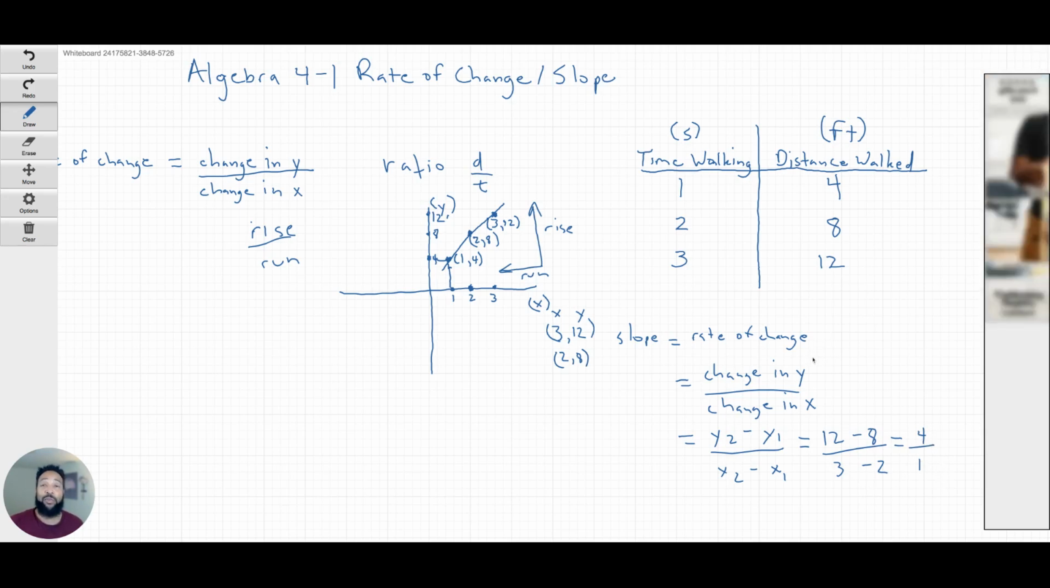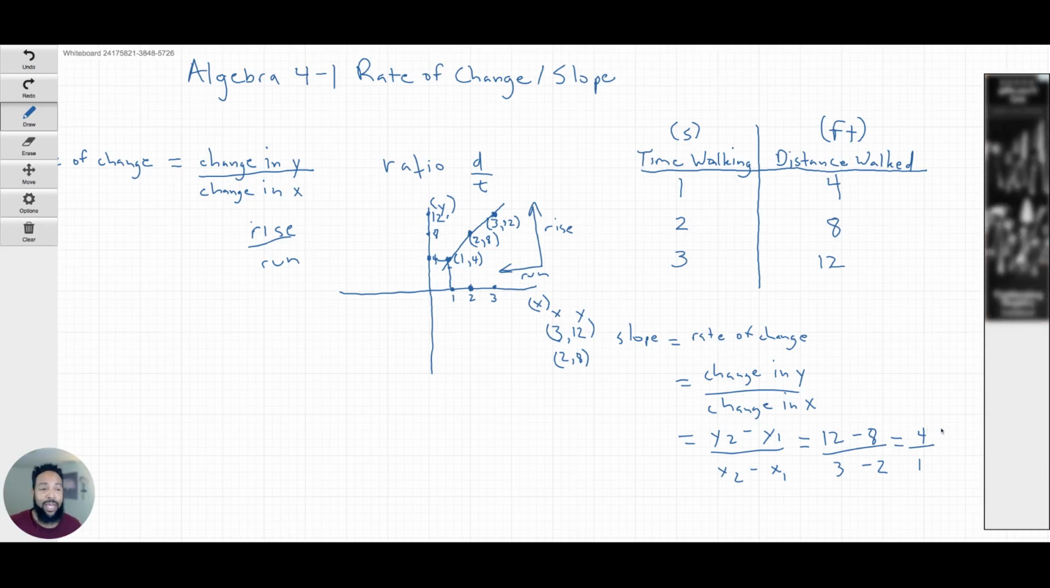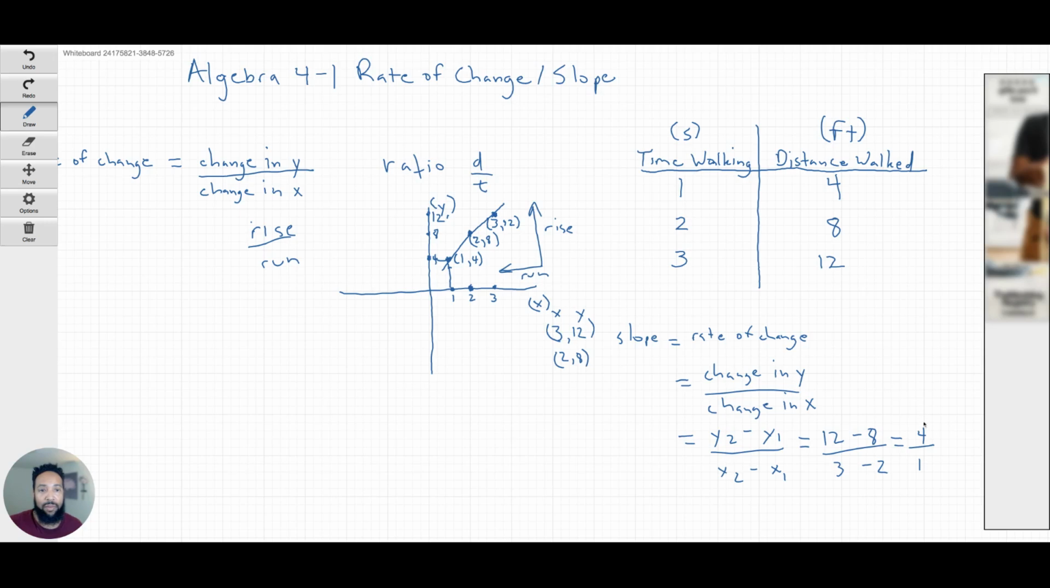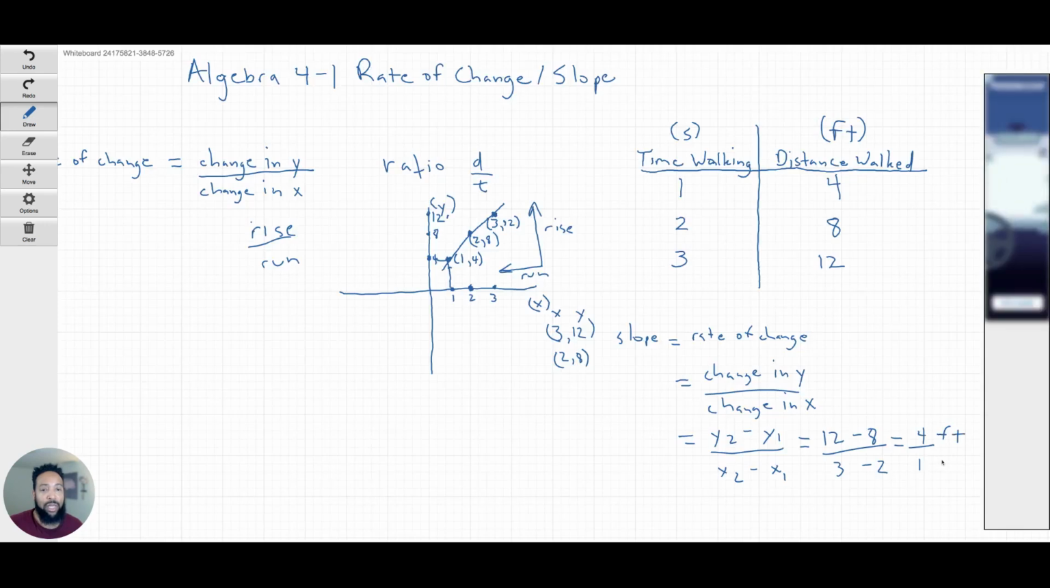So what is that rate of change? We get the number 4, but what does that actually mean? That 4 represents, what does our y represent? It represents our feet. What does x represent? The number of seconds. So this rate of change is 4 feet per second. So basically, based on this chart, it is saying whoever is walking with these distances and these times, it's happening at a rate of 4 feet per second. That is your slope. That is your rate of change.